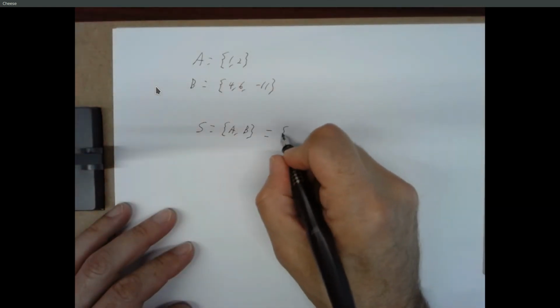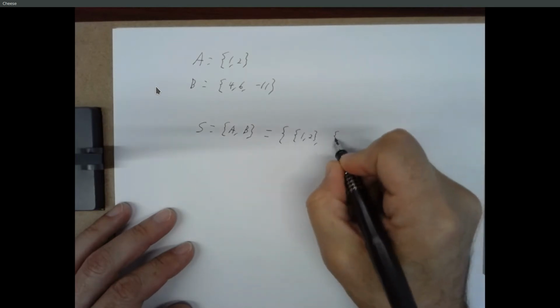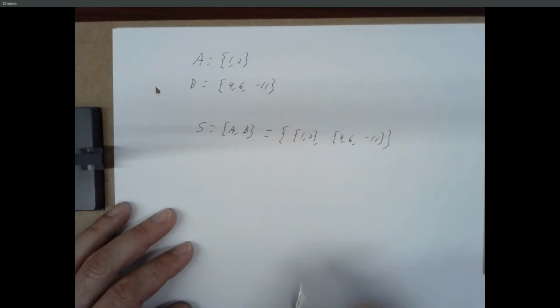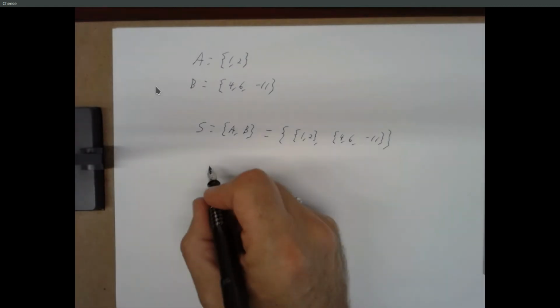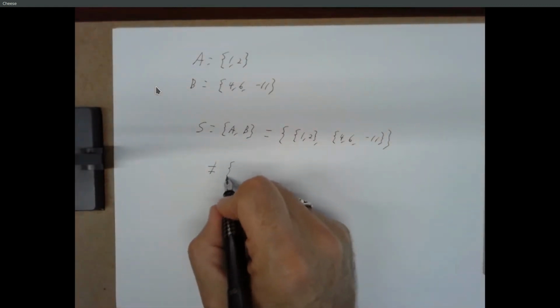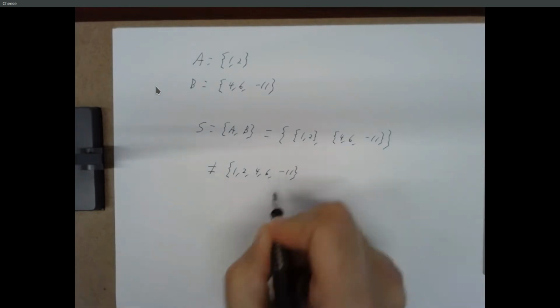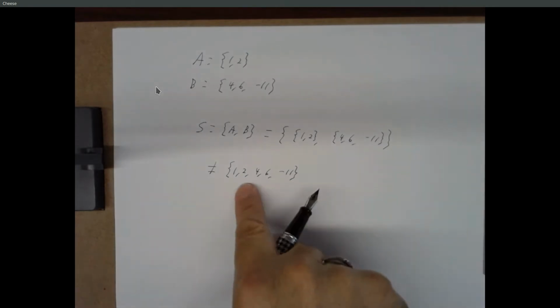Which is also the same thing as a set containing the set 1, 2 and the set 4, 6, and -11. But one thing to note, this is not the same thing as the set 1, 2, 4, 6, -11. Why are they not the same thing? How could you convince someone in a court of law that this is not the same thing as that?